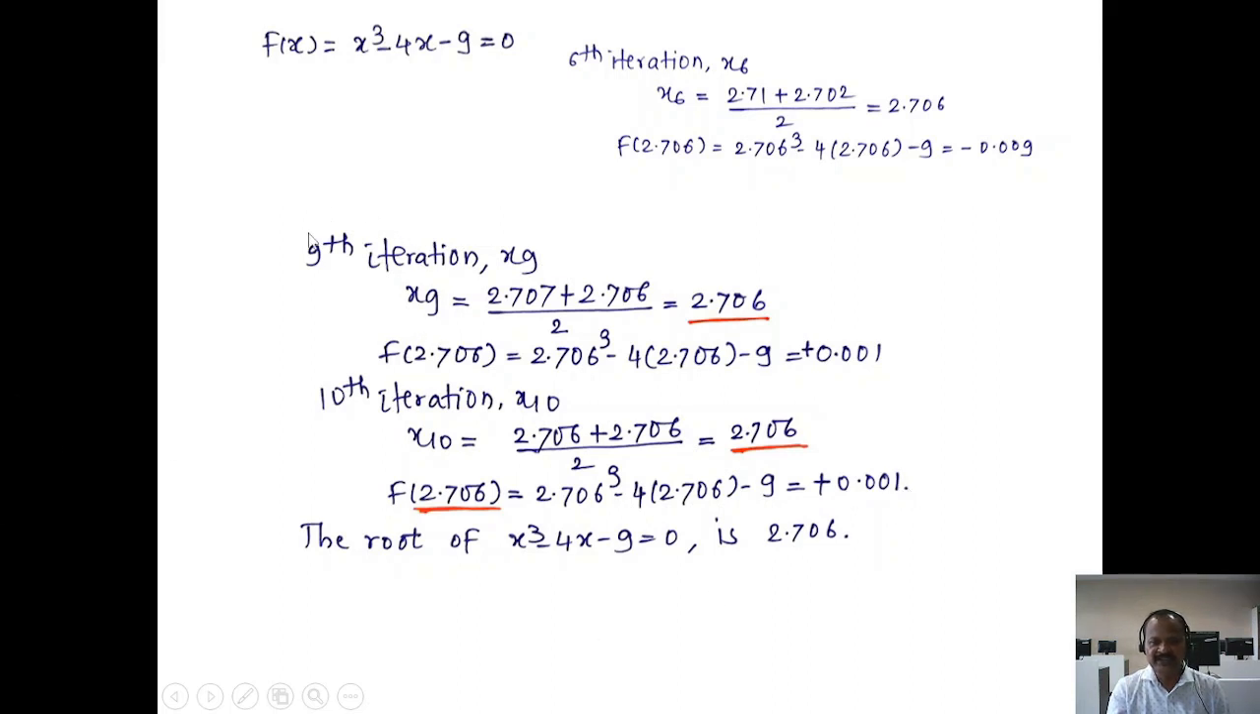Now if we check the 9th iteration and the 10th iteration, x9 is 2.706 and x10 is 2.706. Both the answers are the same, so we have to stop. This is the final answer. So the root of x cube minus 4x minus 9 is equal to 0 is 2.706.